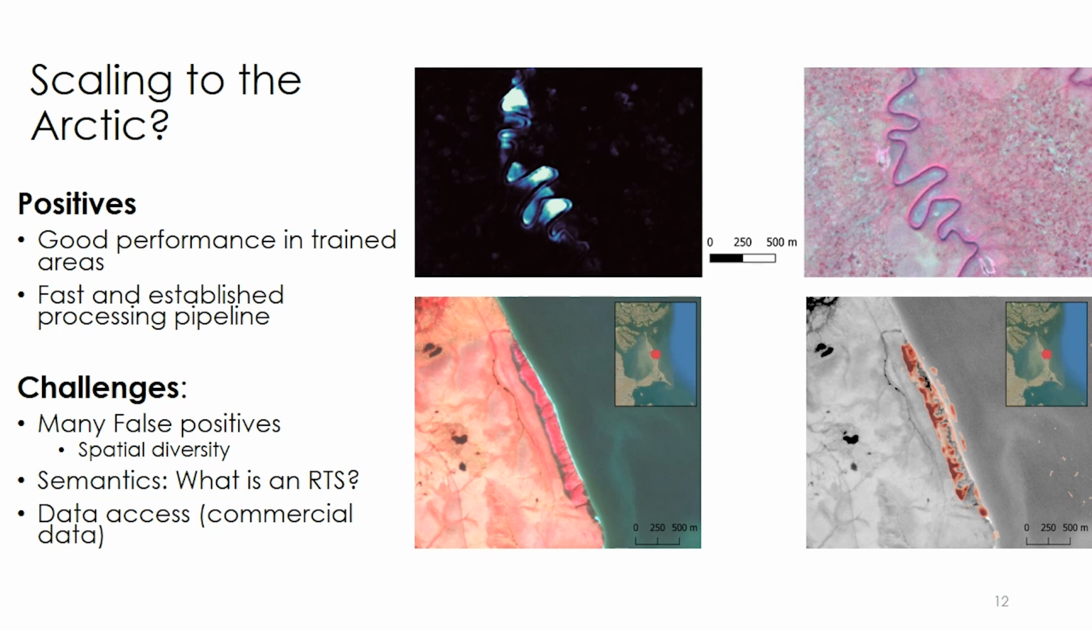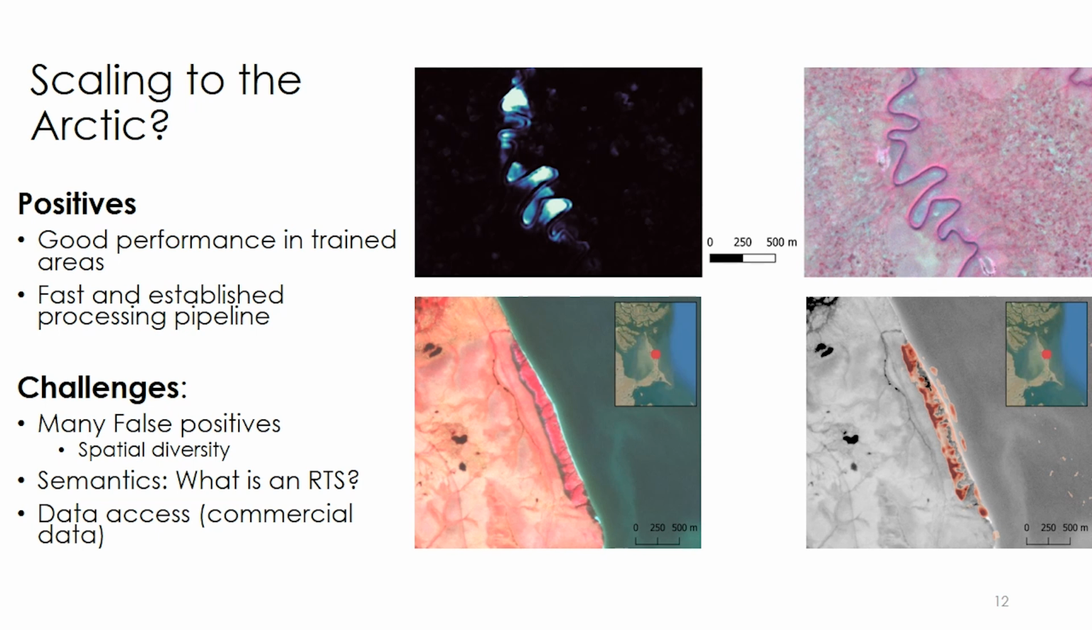Now we want to scale that to the Arctic. The positives are the good performance in trained areas, so that works quite well. It's a fast and established processing pipeline with good hardware that's easy to expand. But there are a lot of challenges. We have many false positives, and the spatial diversity is sometimes tricky. In these figures, we see for example a meandering river where there's less vegetation, and these are often false positives of thaw slump detection. Sometimes water is a bit tricky, so that's also an issue.